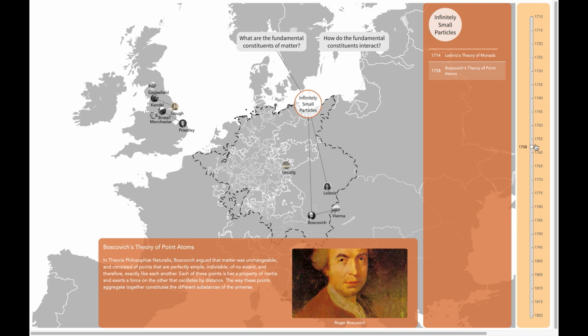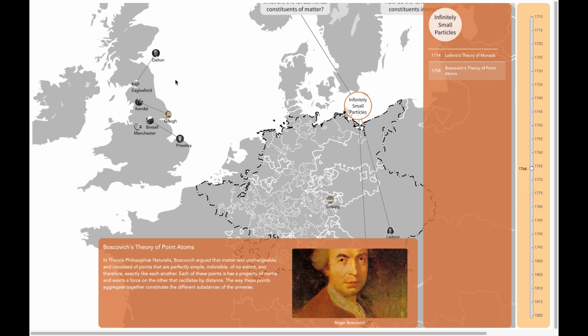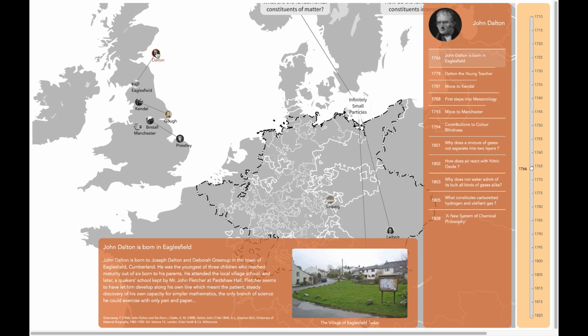This kind of navigation lets viewers see the state of science when a scientist published their hypothesis and lends more context to their research. Let's drag the slider down to 1766, the year John Dalton was born, and zoom in to his hometown of Eaglesfield in England. Clicking on Dalton's icon, we can see the different major events in his life.